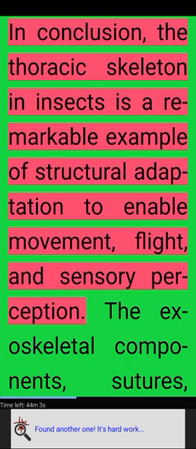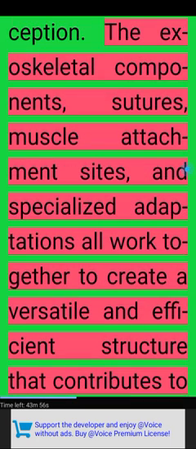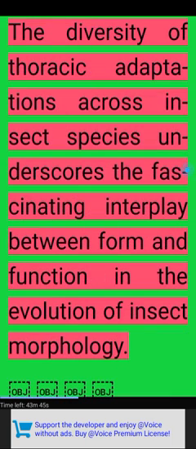In conclusion, the thoracic skeleton in insects is a remarkable example of structural adaptation to enable movement, flight, and sensory perception. The exoskeletal components, sutures, muscle attachment sites, and specialized adaptations all work together to create a versatile and efficient structure that contributes to the insect's success in various ecological roles. The diversity of thoracic adaptations across insect species underscores the fascinating interplay between form and function in the evolution of insect morphology.